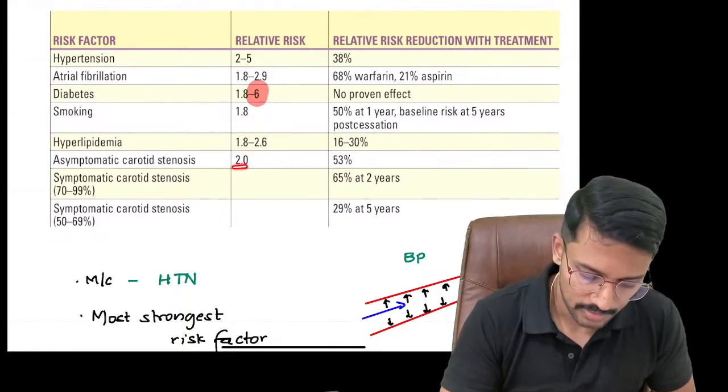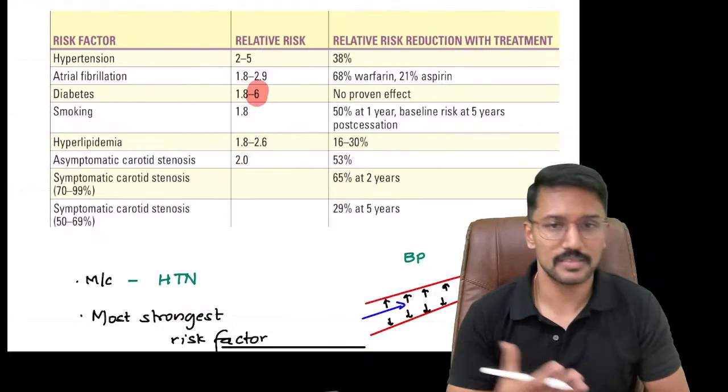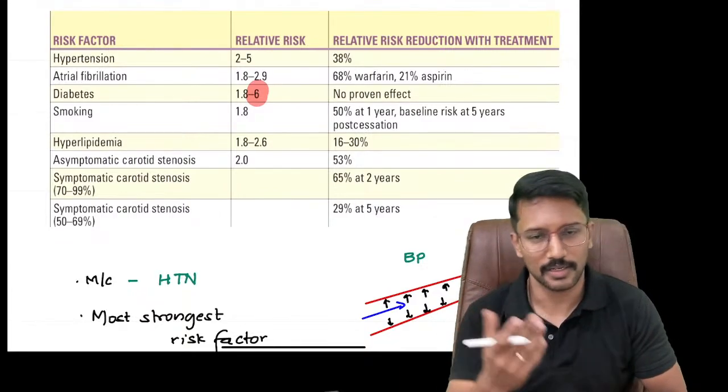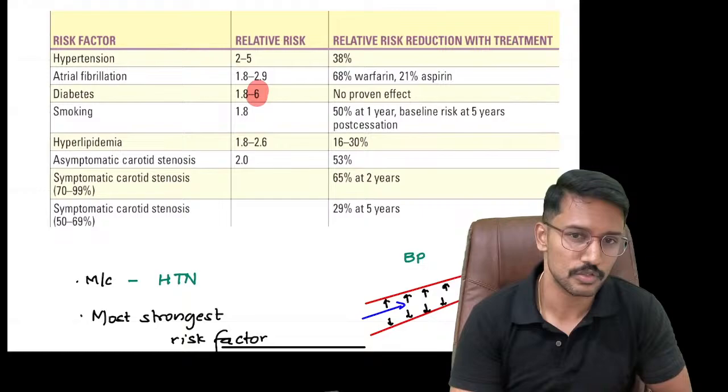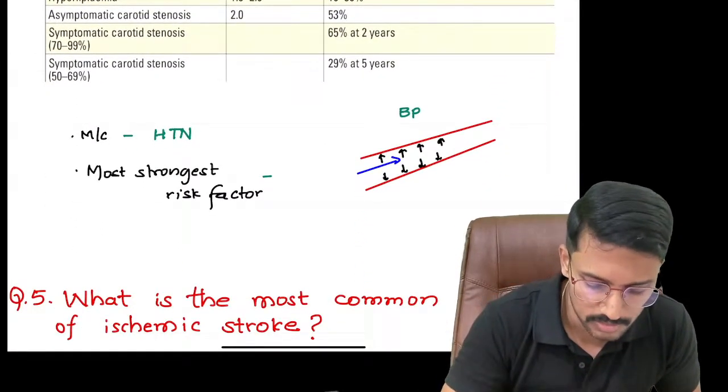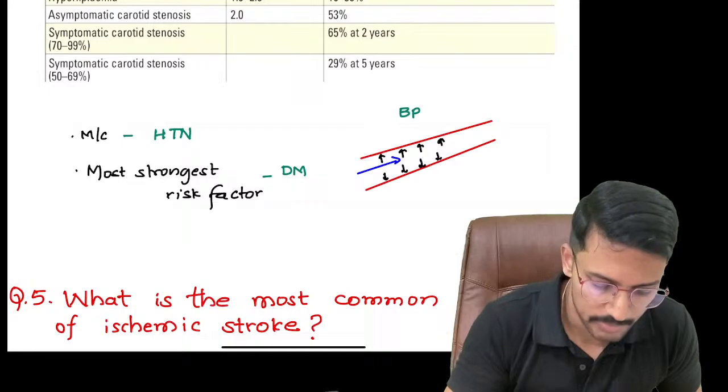Then carotid artery stenosis also increases the risk of developing stroke. Meaning, with age the carotid artery shrinks, so obviously that also reduces the blood supply and increases the risk of stroke. So if they ask you a question, what is the strongest risk factor? The strongest risk factor is going to be diabetes mellitus.